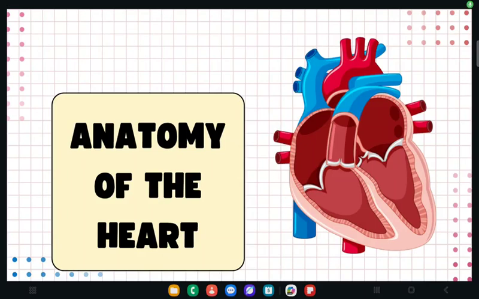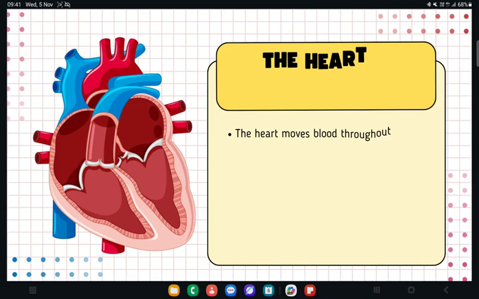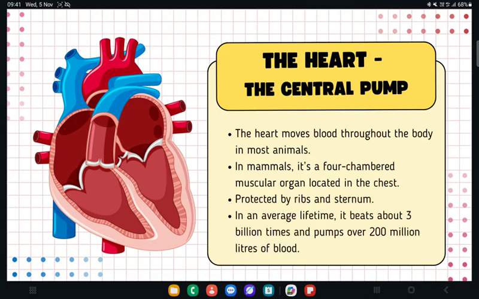In this video, we are going to talk about the anatomy of the heart. The heart, we call it the central pump. The heart moves blood throughout the body in most animals, and in mammals, it is a four-chambered muscular organ. It is located in the chest and is protected by the ribs and sternum. In an average lifetime, it beats about 3 billion times and pumps over 200 million liters of blood.